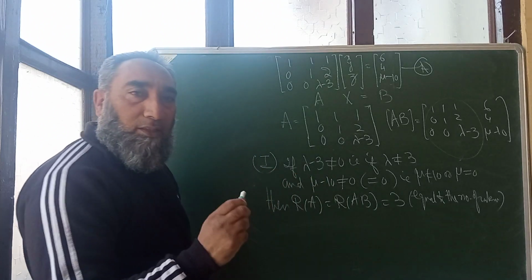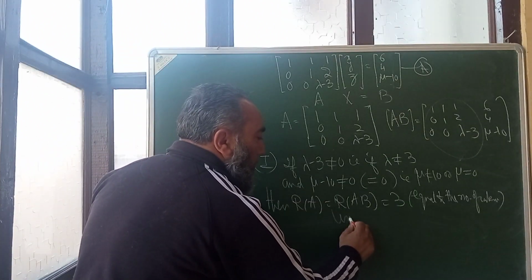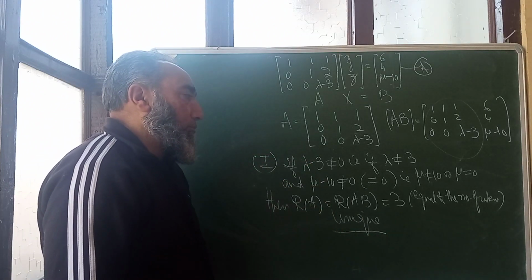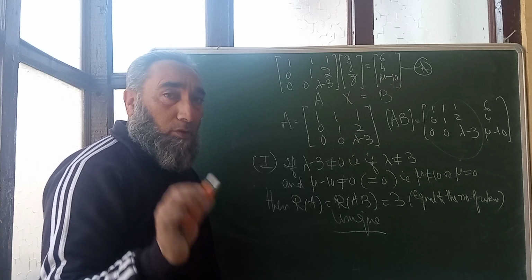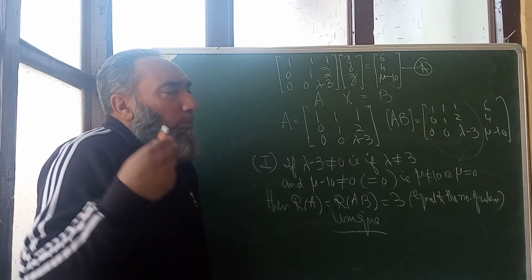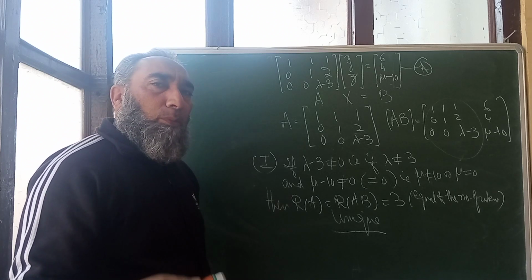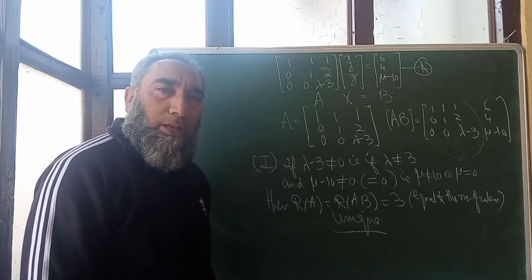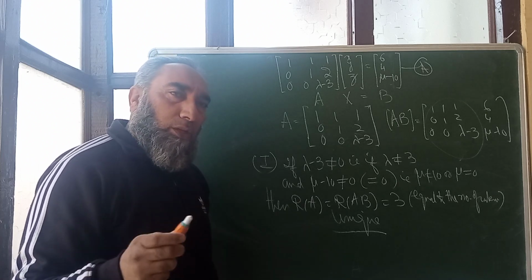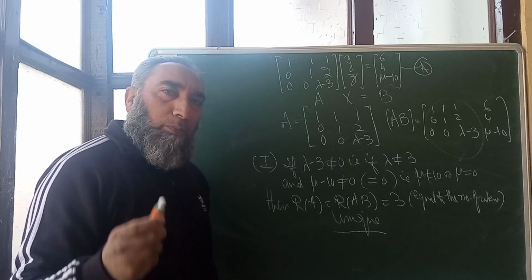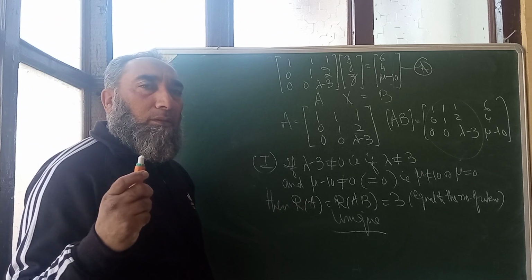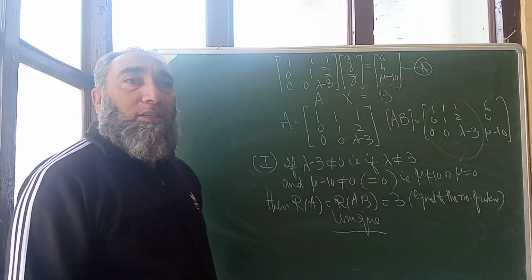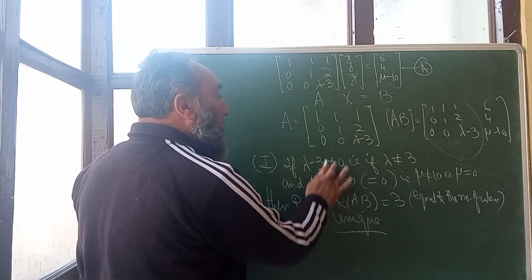So the system is consistent and will possess a unique solution. So this is our case 1. Whether lambda is not equal to 3, whether mu is equal to 10 or mu is not equal to 10, doesn't matter. Rank of A and AB will be the same and the number of unknowns is also 3, the same. So the system will be consistent and will possess a unique solution.